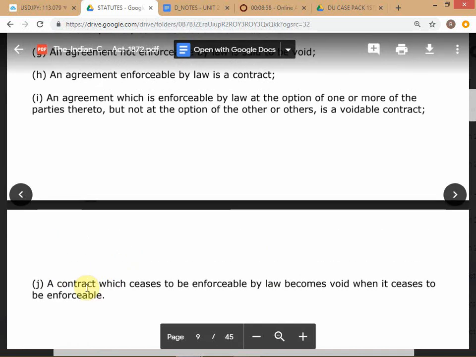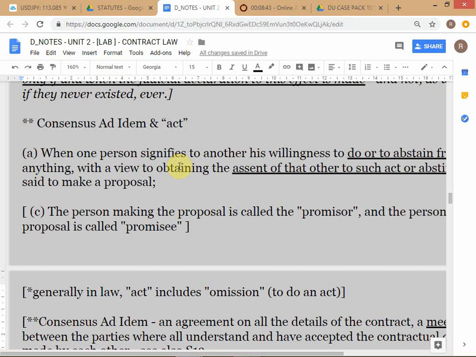Which is the last one, which is a contract which becomes void. And here this is actually a voidable contract. There is no typo here. So this is the arrangement here. Now I have done it in a slightly different way, which I think is more logical in terms of the arrangement. Okay, so let's try and look at it, and you can study it either way.